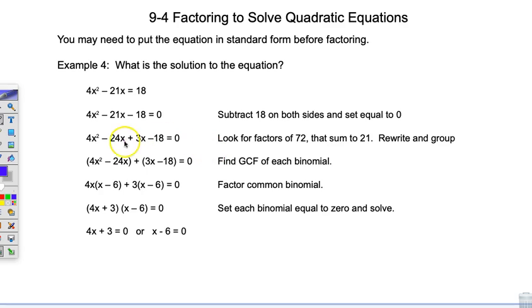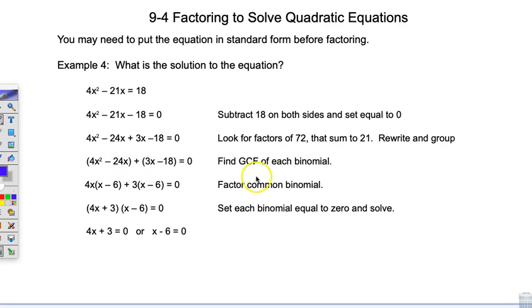So you can see right here, I've already done that for you. I took 24, negative 24 and 3. If I added those together, I get a negative 21. When I multiply those together, I do get my 72.